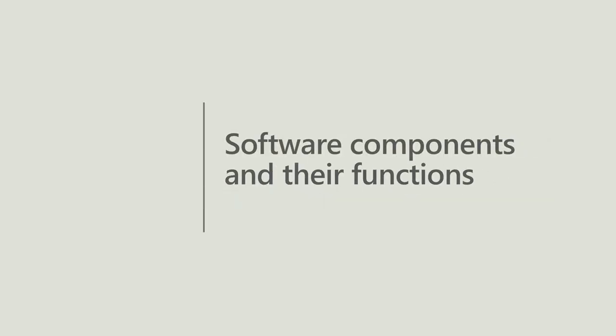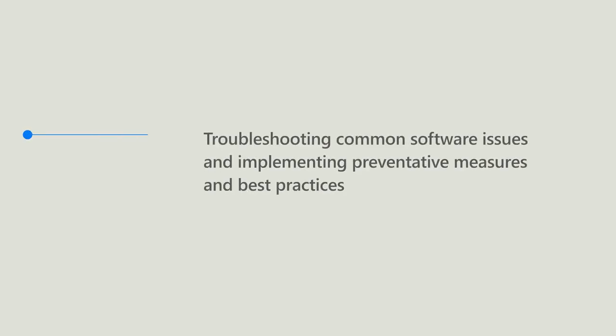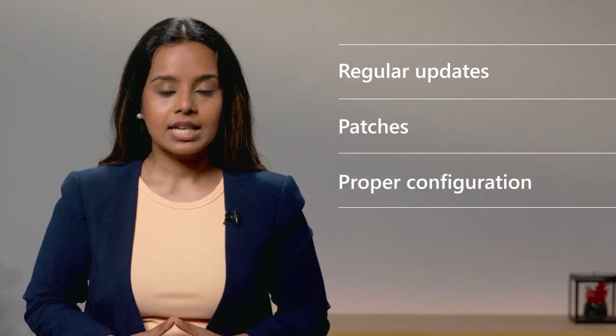Let's review what you've learned to make sure you're ready to take the module quiz. In the first part of the module, you learned about the functions of different software components and their role in overall system performance. Then you identified potential issues like errors, crashes, and bugs. Next, you moved on to troubleshooting common software problems and what preventative measures and best practices you can implement to avoid them. For example, regular updates and patches and proper configuration management can prevent various issues from occurring.